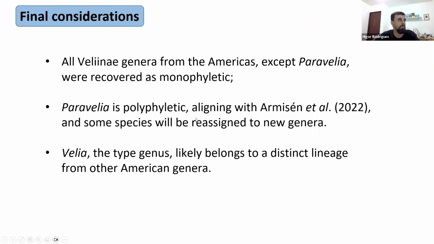Okay, as final considerations of my presentation: all the Veliidae genera from the Americas, except Paravelia, were recovered as monophyletic, and Paravelia is polyphyletic, aligning with Armisen and collaborators. And some species will be reassigned to new genera. And finally, the genus Velia, the type genus of the family, likely belongs to a distinct lineage from other American genera.